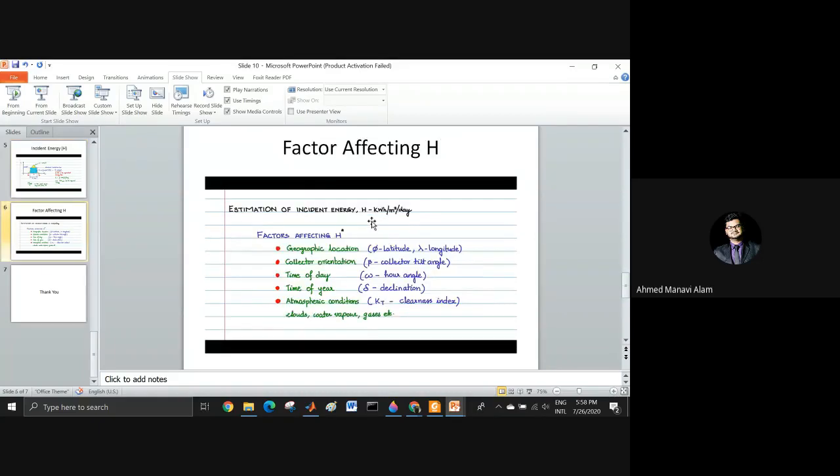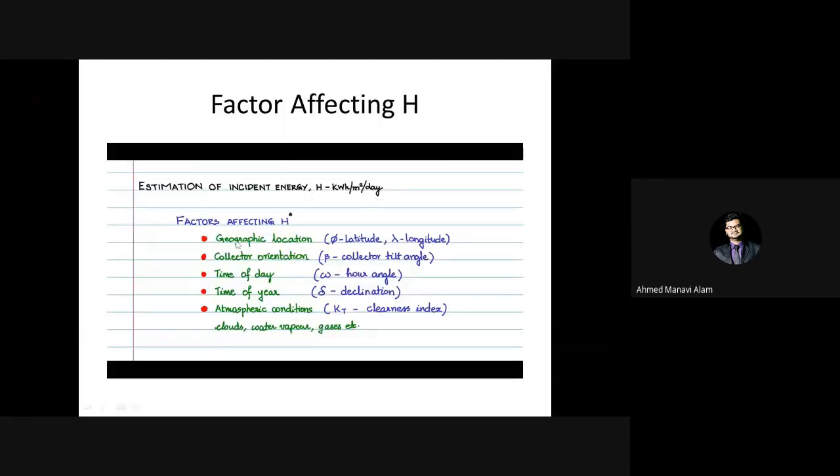Now we're going to the last slide, that is factors affecting H. Factors affecting H means the factors that are affecting the incident energy. In our course, we will not go to the details of each topic, but we will know each topic. So first come the factors affecting H. First comes the geographic location.